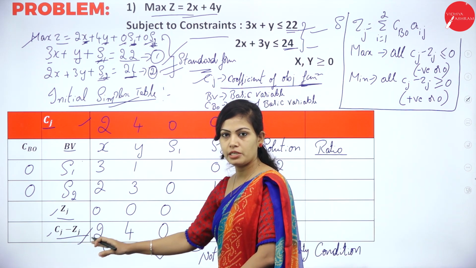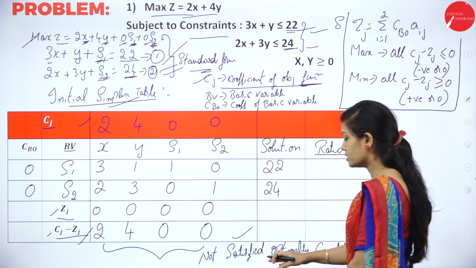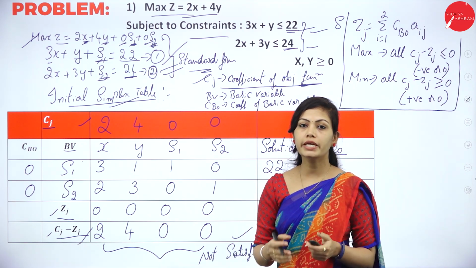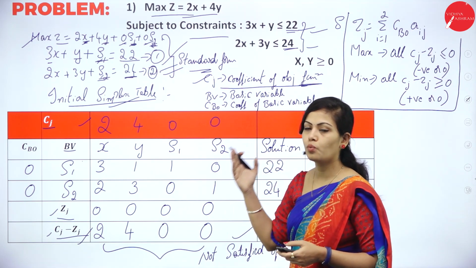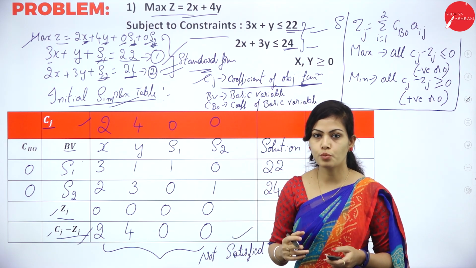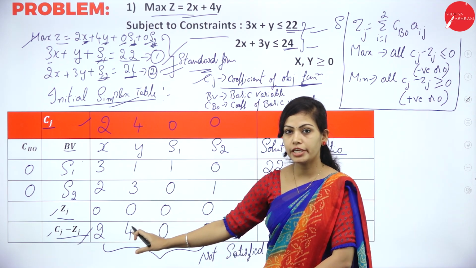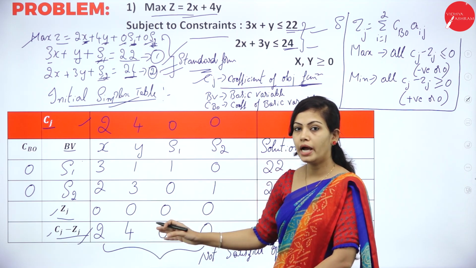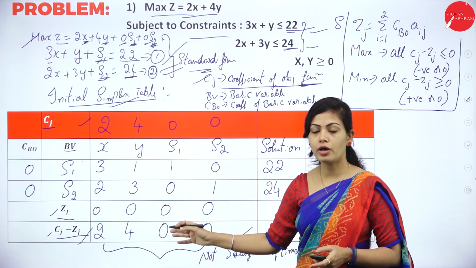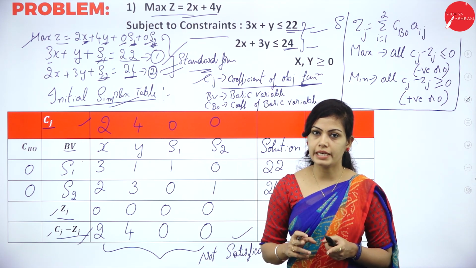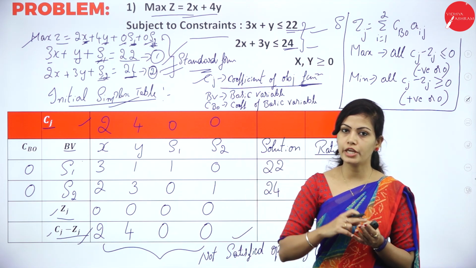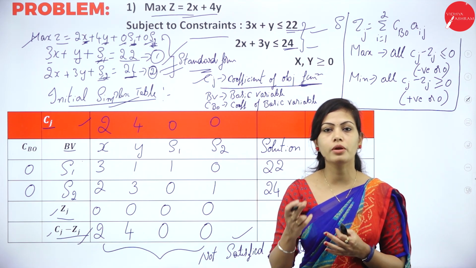Here, after getting the Cj minus Zj values, you can find that this is not satisfying the optimality condition. So you can proceed to the next iteration, called iteration 1. After this initial simplex table, we move to iteration 1. After finding the Zj and Cj minus Zj values, if optimality is not satisfied, you have to find the key column, key row and pivot element, or key element.